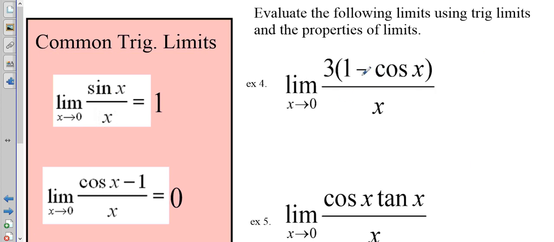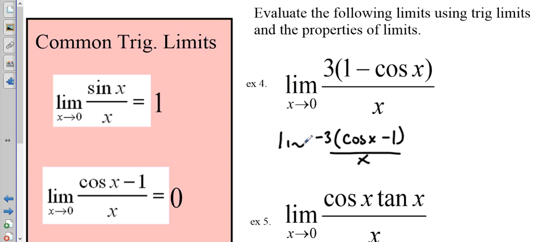This one, 1 minus cosine of x over x. Now, this is very, very similar to this one. Whenever you're given a problem like this, can we rearrange this into this property right here? Well, I need a -1, and this needs to be positive, so can I factor out a -1? Yes, we can. So if I factor out a -1, I'll have -3 times cosine of x minus 1 all over x.